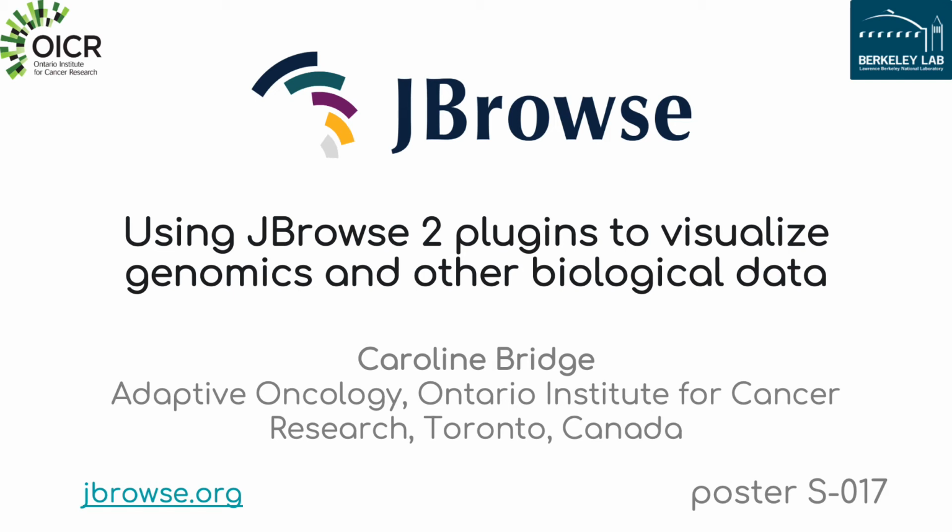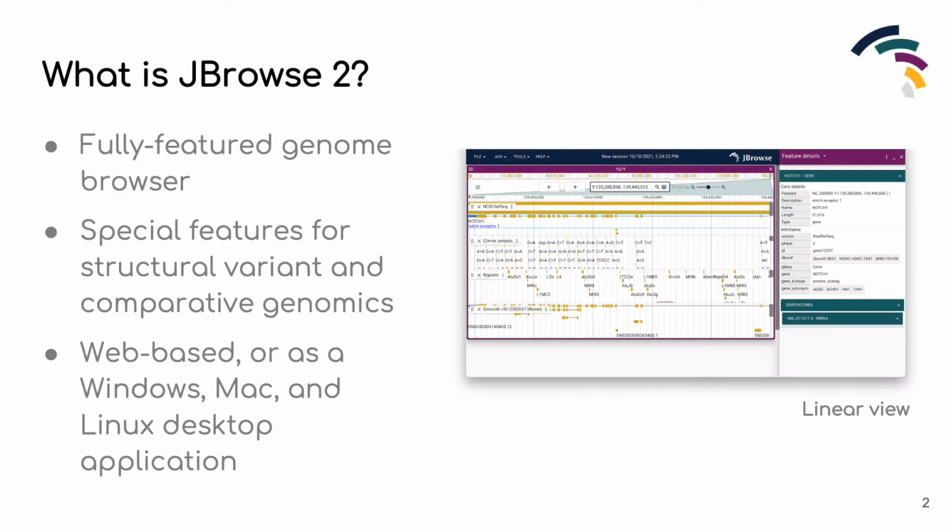I'm a software developer at OICR, and today I will be presenting the JBrowse 2 Genome Browser, specifically the plugin store and how it can be utilized for visualizing cancer data and integrating biological annotations. JBrowse 2 is a genome browser with novel features for visualizing structural variants, synthetic alignments, and multiple types of genomic data. JBrowse 2 supports a variety of common data types and has the capacity to be extended to support any data type that a user might require.